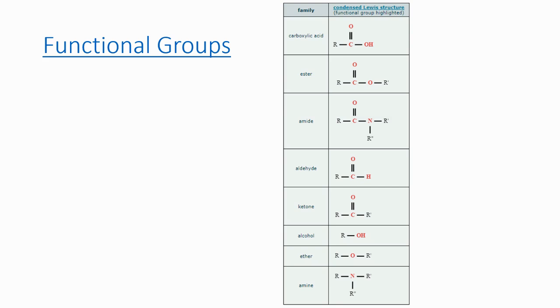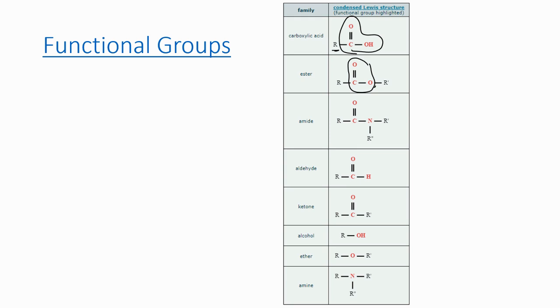So let's walk through some of them. The carboxylic acid has a carbon with a double bond to oxygen. It's on a carbon chain, that's what that R means. And then it has this OH. So if we see something that follows this pattern, that's a carboxylic acid. An ester is in the middle of a carbon chain. It has a carbon double bonded to an oxygen, but then it just has an oxygen and then another carbon group. So instead of terminating with hydrogen, the carbon chain keeps going.